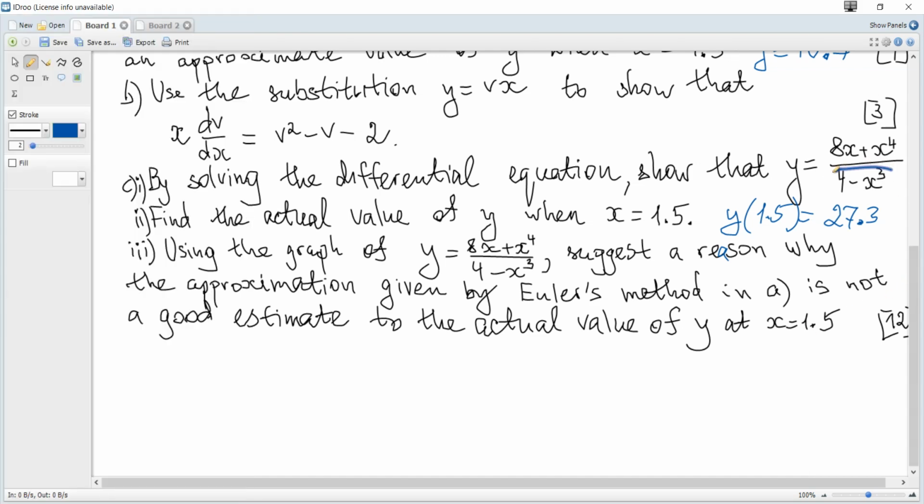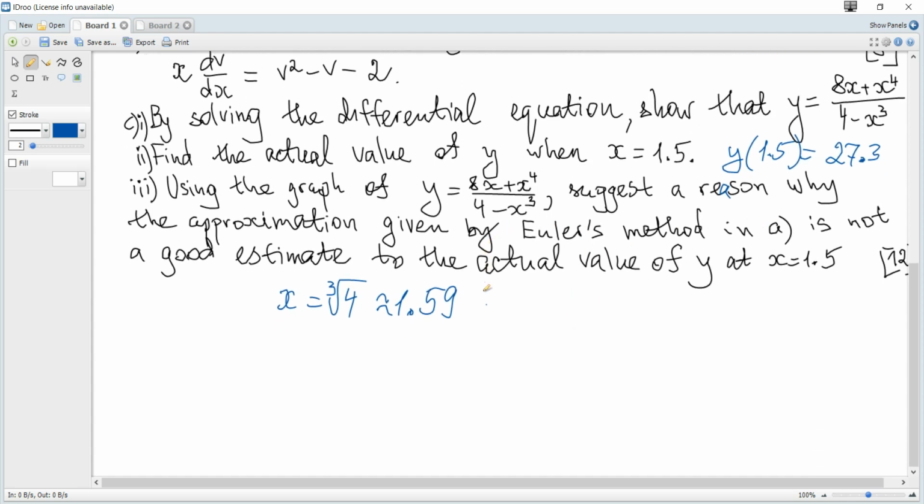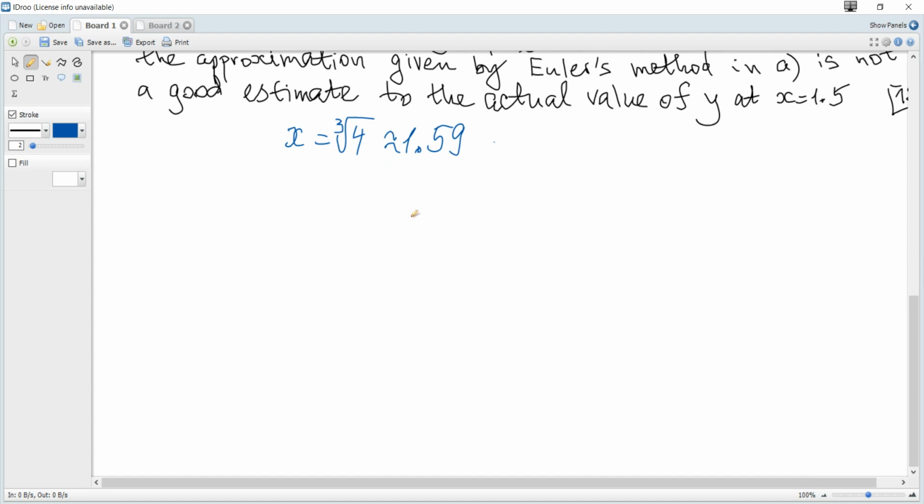And why? We can see that there is a denominator and it has a vertical asymptote at x cubed is 4, so x is the cube root of 4, which is approximately 1.59, and 1.5 is close to this value. So the function changes very rapidly, but the question is why does it influence the approximation? Let's consider how Euler's method works. It's a function which is increasing.